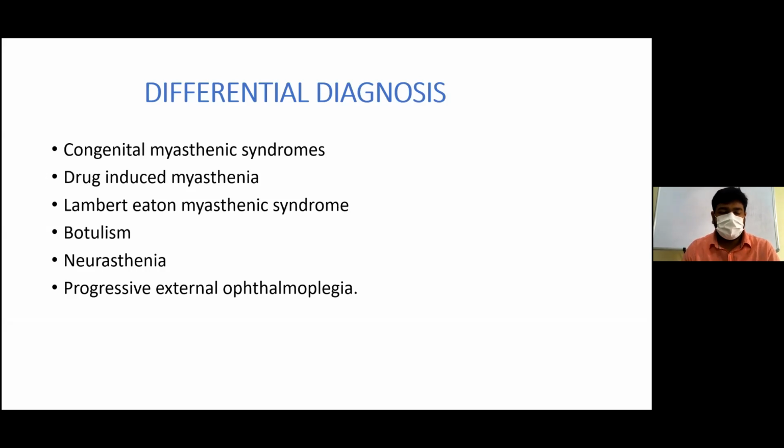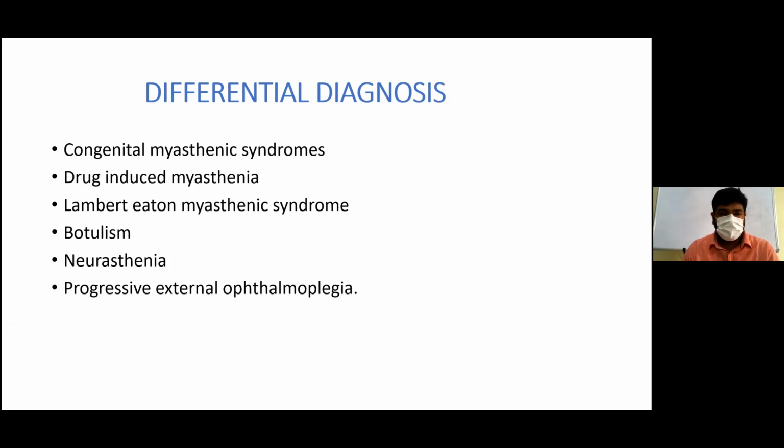Drug-induced myasthenia. Lambert-Eaton myasthenic syndrome is a presynaptic disorder of the neuromuscular junction. Botulism. This is due to toxins produced by Clostridium botulinum. This is caused by ingestion of improperly cooked food which contains the toxins. The toxins cleave the proteins which are required to release the acetylcholine. So they interfere with the neuromuscular junction and result in weakness which is similar to that of myasthenia.